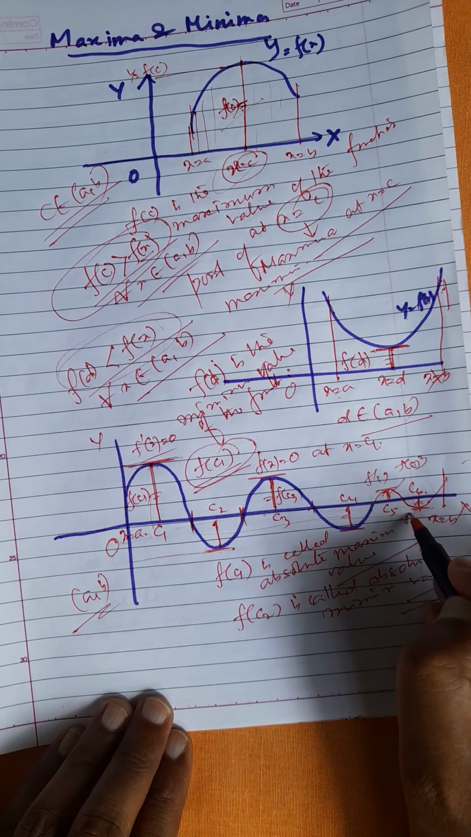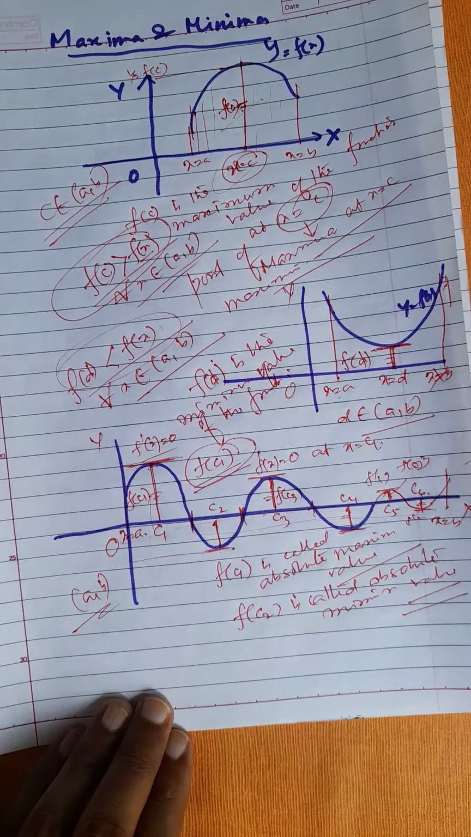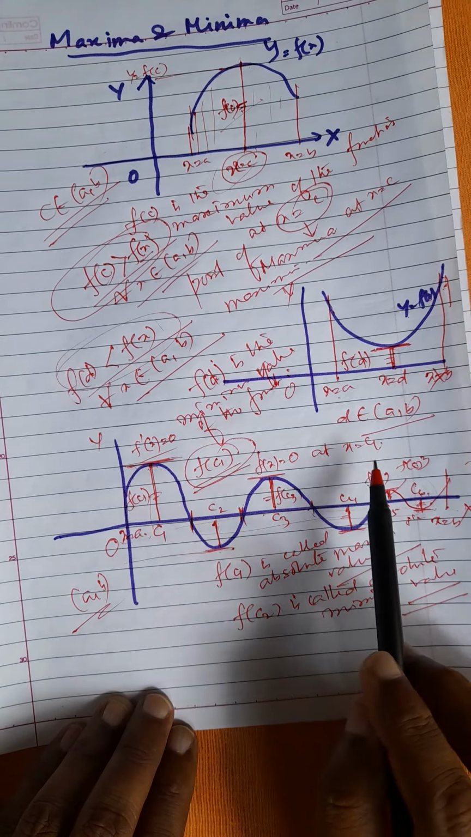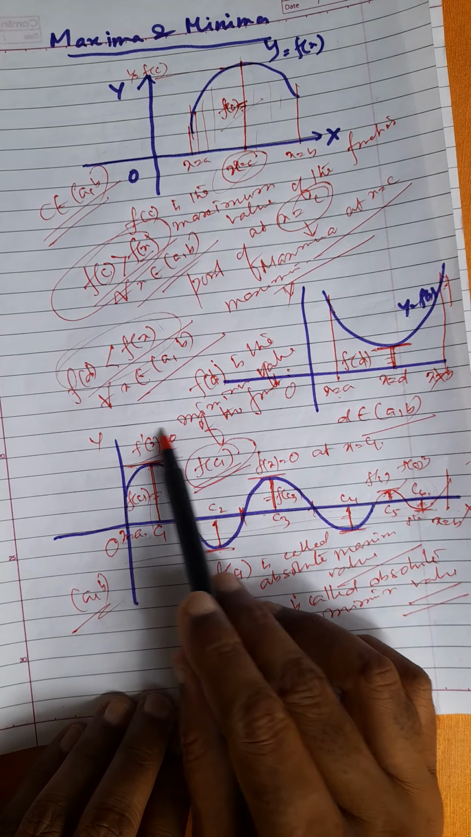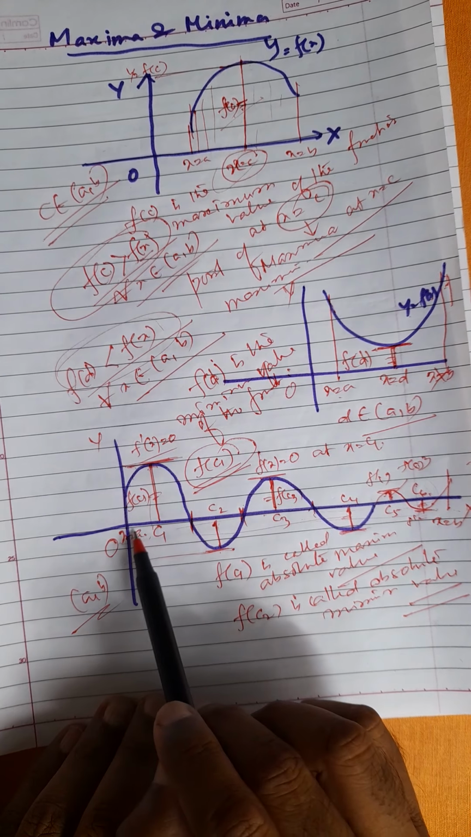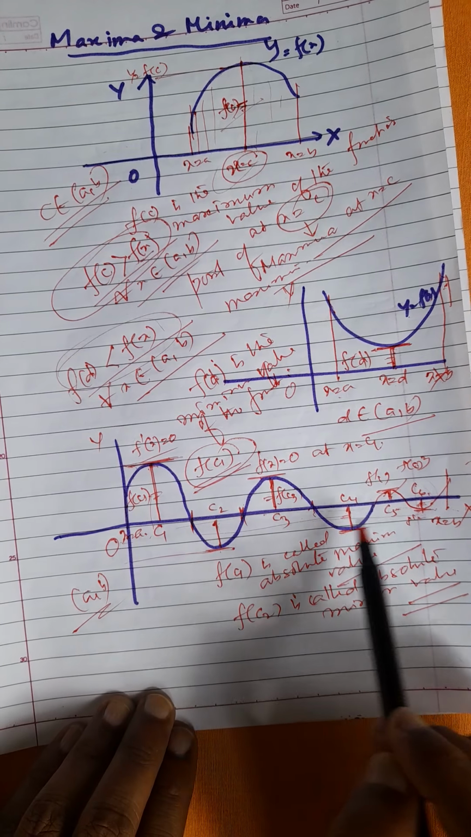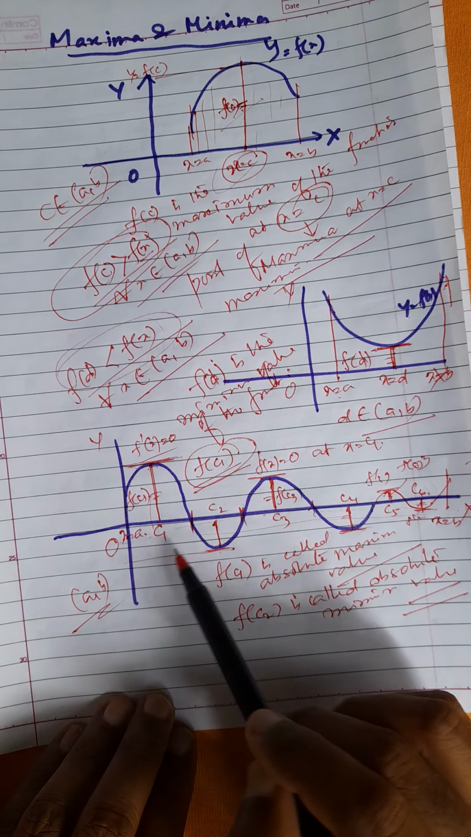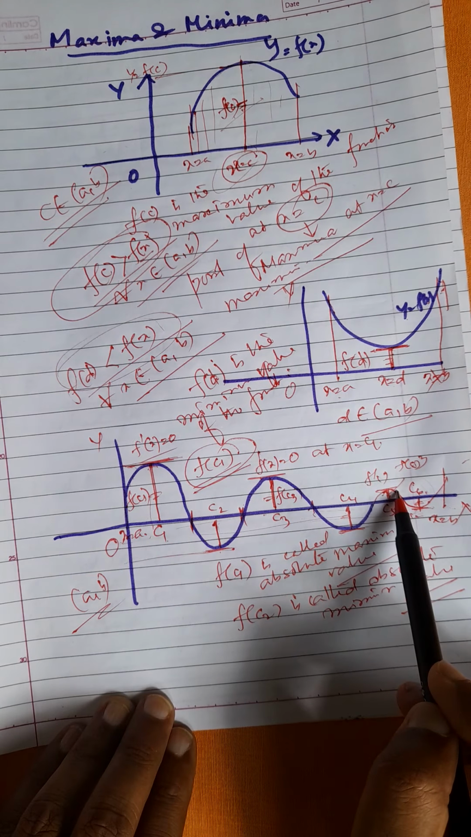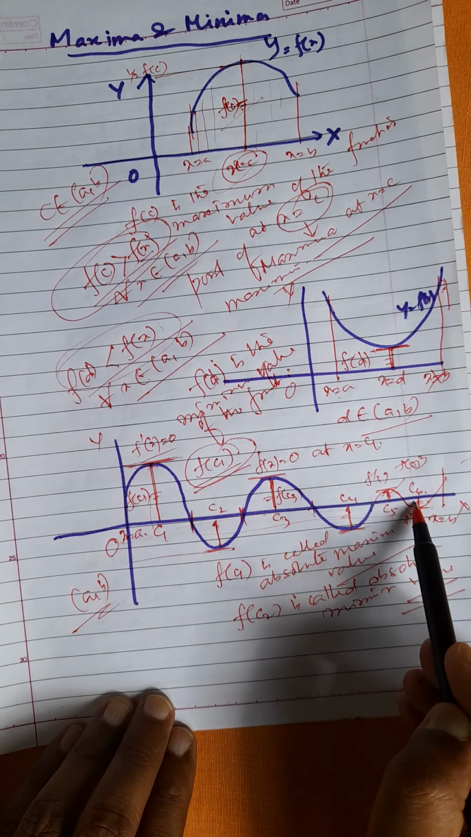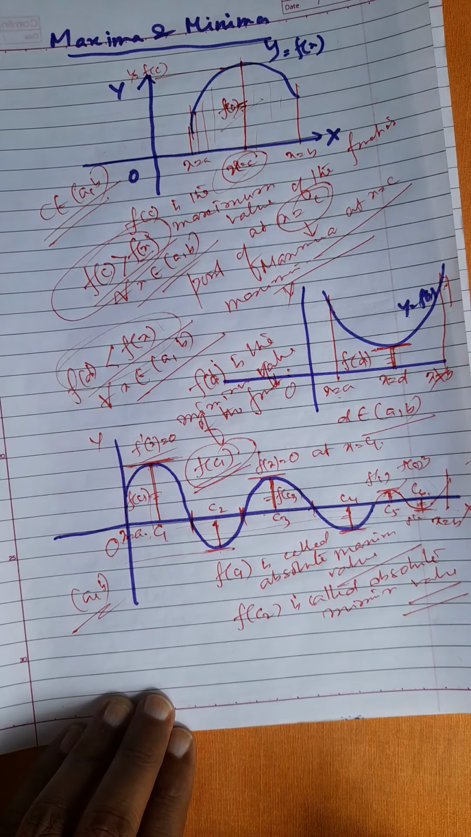Also f dash x is equal to 0. These are parallel to the x axis. If we draw the tangent, it must be parallel to the x axis. So this f dash x is equal to 0, and if we take f dash x equal to 0, we will get the critical points. Those points are called C1, C3, C5. These are called points of maximum value, and C2, C4, C6 are called points of minimum value.